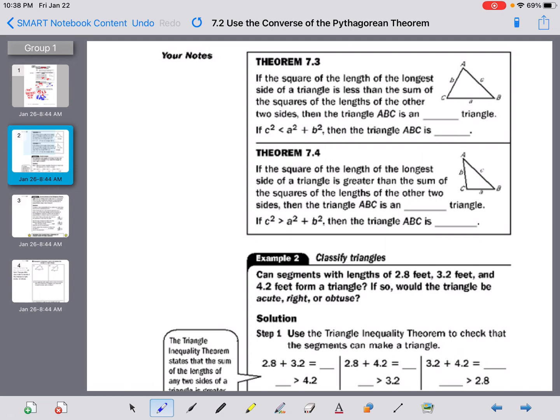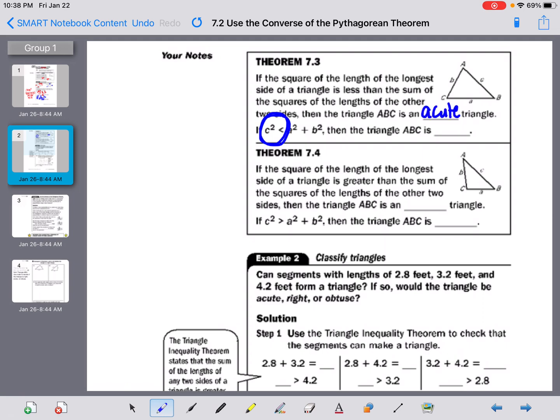So this is all about, and I'm going to stress this over and over every time I talk to you about this, this is all about the c squared. If the c squared is smaller than a squared plus b squared, notice it's not equal to, so we know it's not a right triangle. If c squared is smaller than a squared plus b squared, we are going to have an acute triangle.